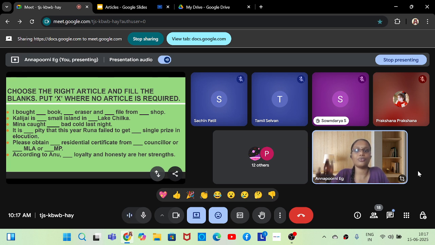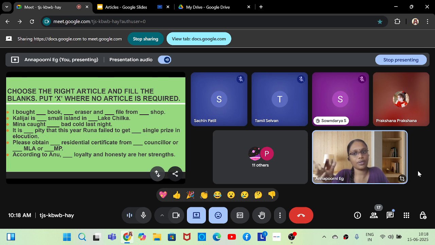So we cannot use a or an here. We cannot use a or an. First of all, this is a proper noun. So what you have to do: Kalijai is a small island in Lake Chilka. This will be the correct answer. No article is needed here. Can you understand? It is a proper noun because it is the name of a specific lake.